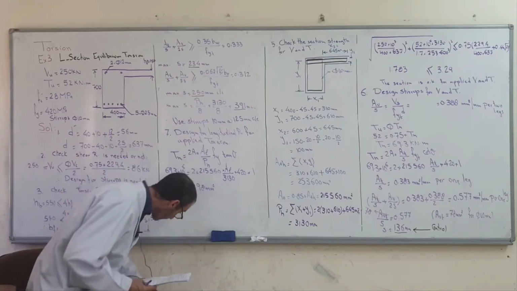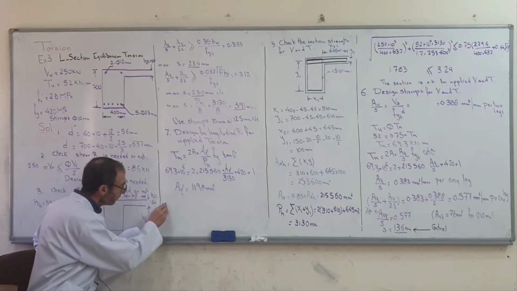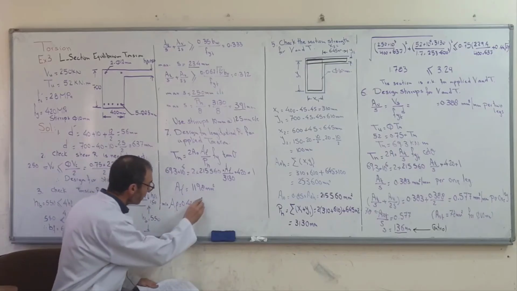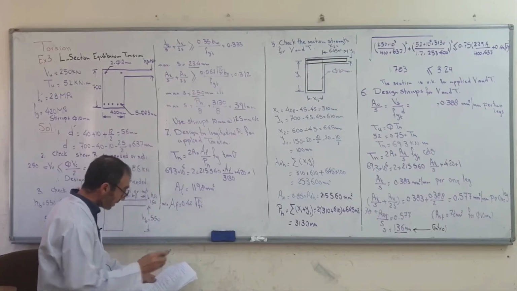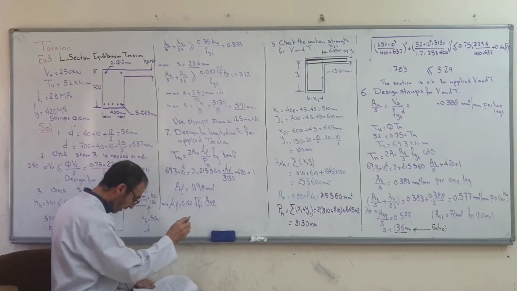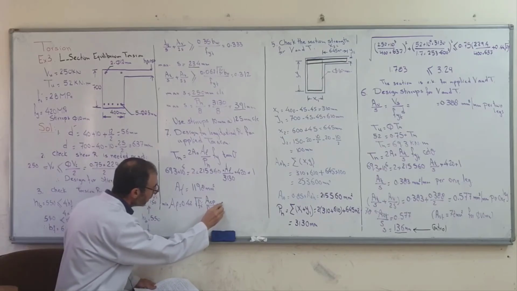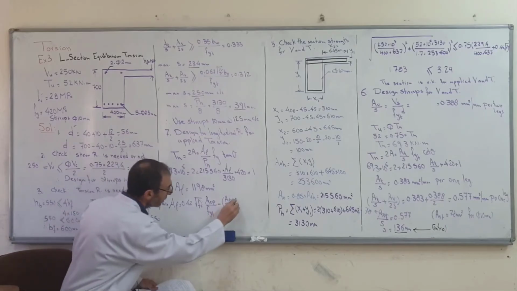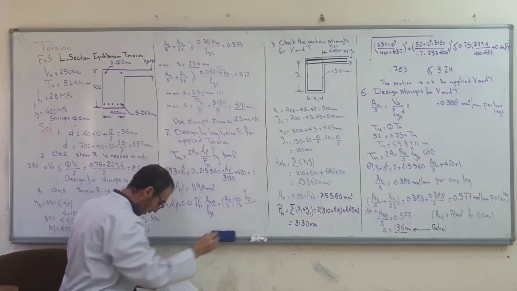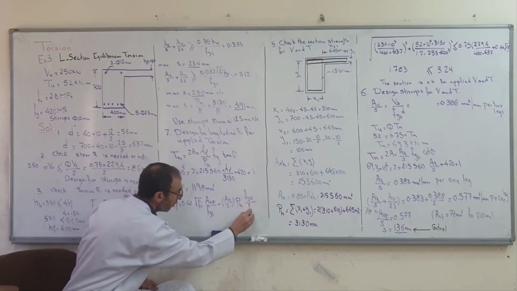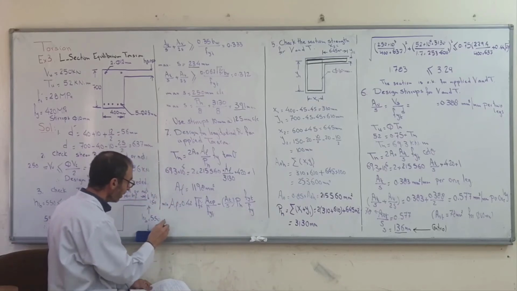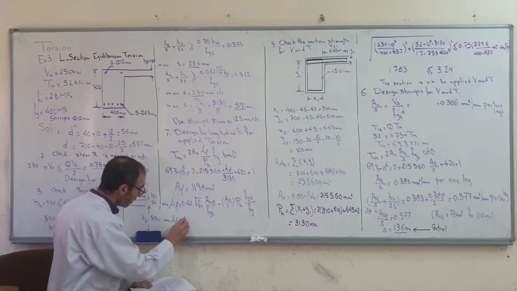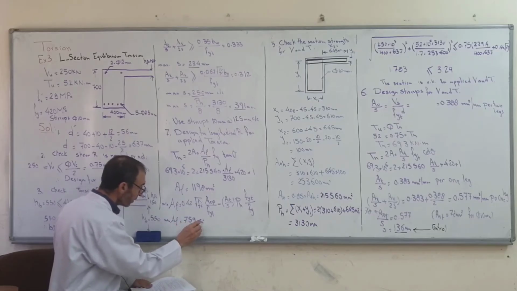Now we also check the Al minimum. Al minimum equals 0.42 square root of f prime c times Acp over Fy, minus At over s times ph times Fy transverse over Fy. This minimum Al comes to 759 millimeter square.